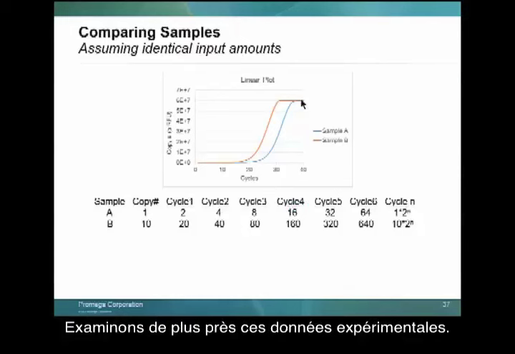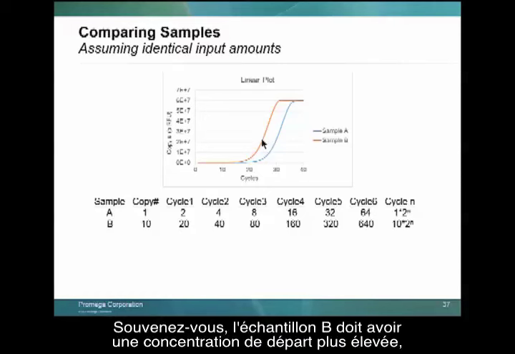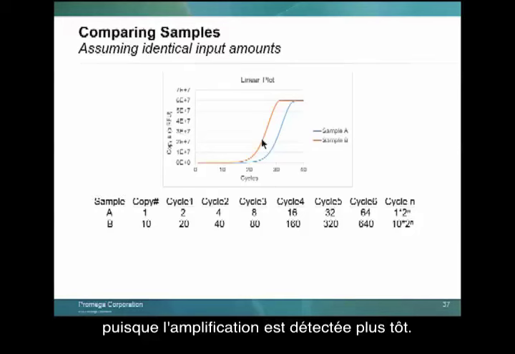So let's look at some of that same data. Sample A is shown in blue, sample B is shown in red. And remember, sample B has to have a higher starting concentration because we are seeing amplification earlier.